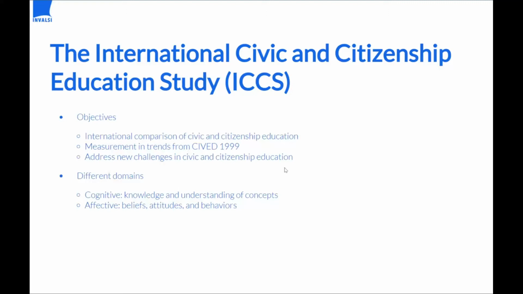The objective in general is to compare the civic and citizenship education in the different education systems. And also they want to measure trends from Civic 99, which is technically the one that is comparable with 2009, 2016, and will be comparable with ICCS 2022. And also the idea is to address new challenges in civic and citizenship education. If you observe the frameworks of the studies, the different cycles, you will see that they try to adapt to new challenges that we are facing in society.